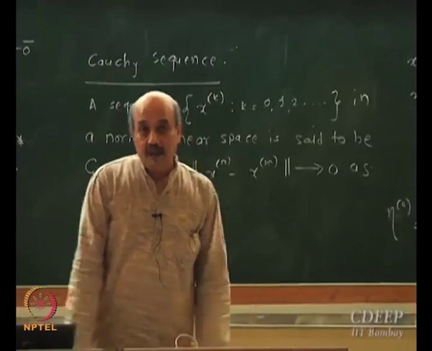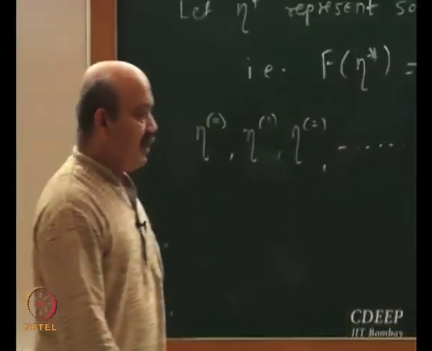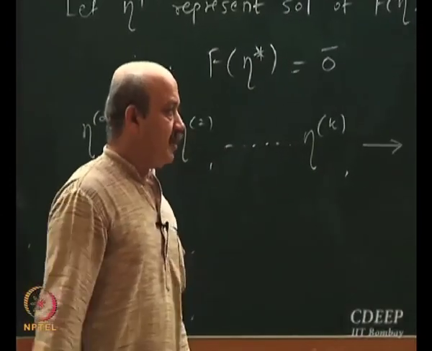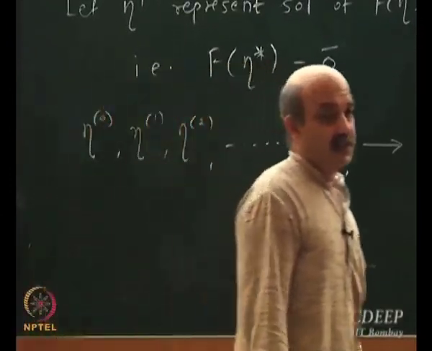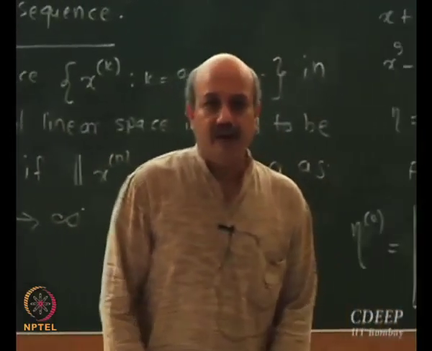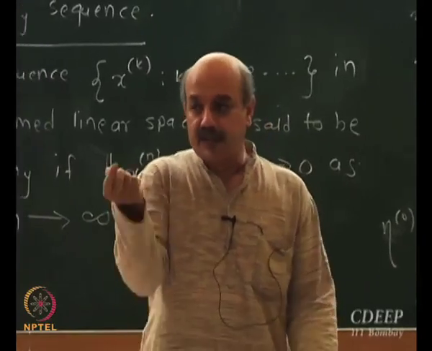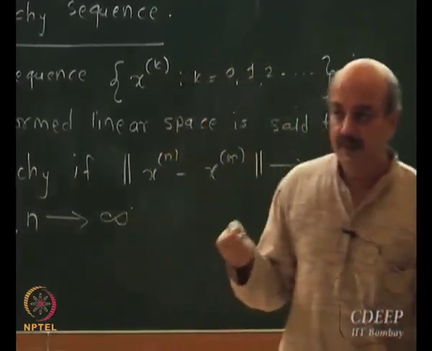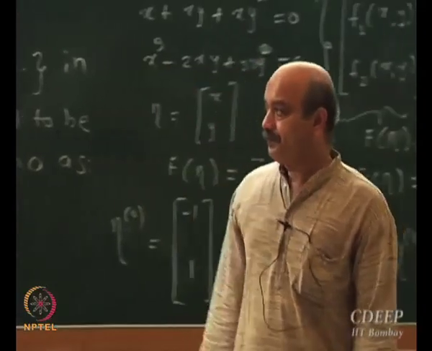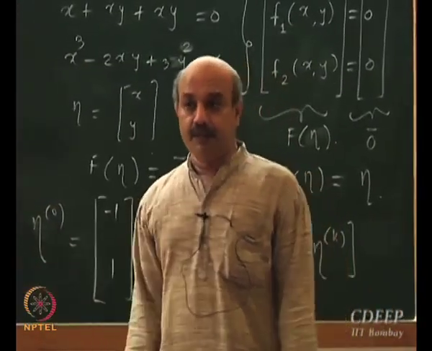Well, in a one dimensional vector space, that is the set of real numbers, when a sequence is Cauchy, it converges to a limit inside the set, but depending upon the space, funny things can happen.